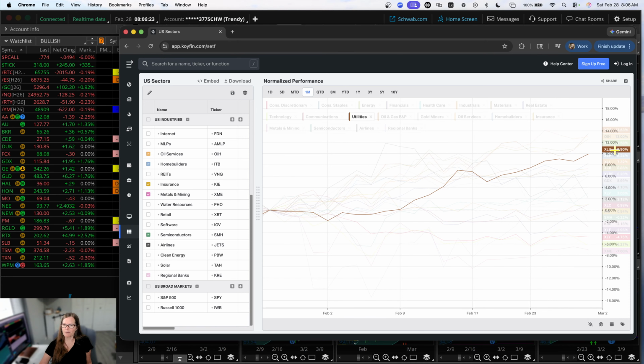XLU tends to be up when tech isn't doing well, right? The big names, the Mag 7, the things that all of us like to trade. When that part of the market isn't doing well, you will see things like utilities and consumer staples, XLP, the next one on this list. You will see them creep their way up to the top.